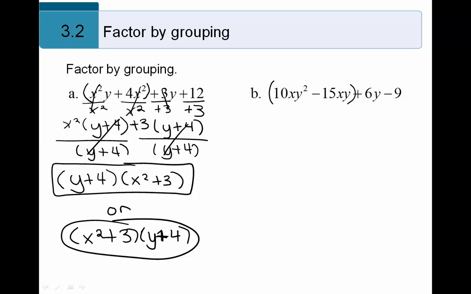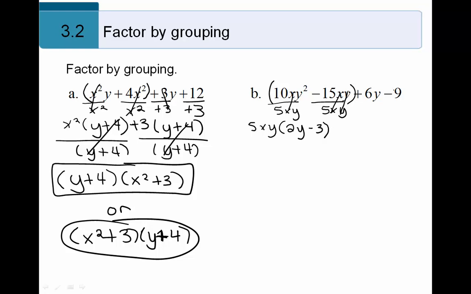Looking here, the GCF of 10 and 15 is 5. We can factor out an x and a y. So the GCF of these first two terms is 5xy. I'm going to divide this by 5xy and this by 5xy. I'm left with 2y minus 3.